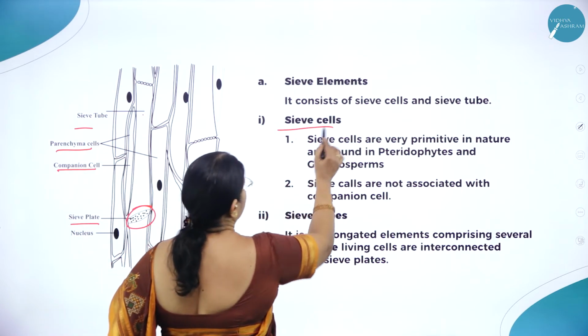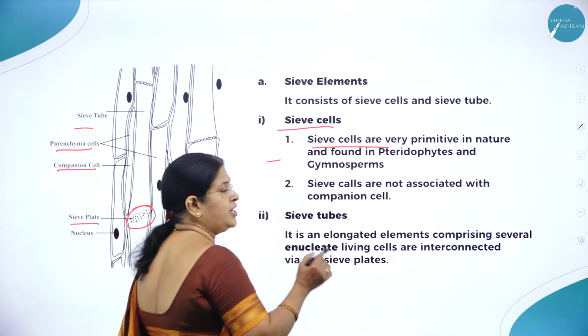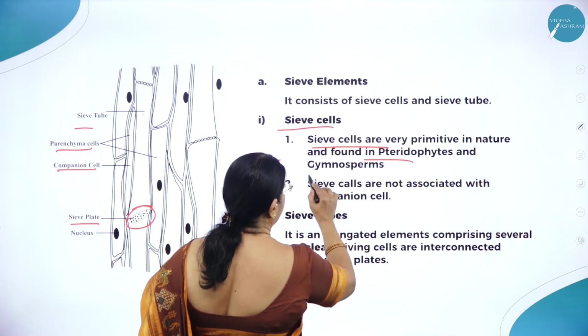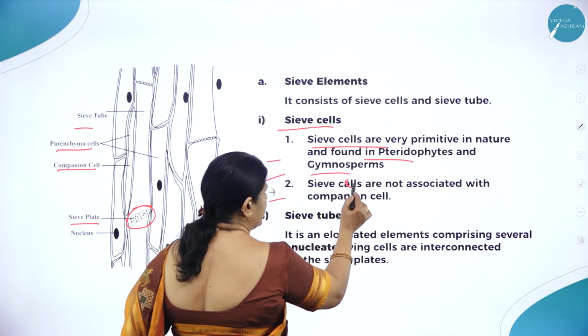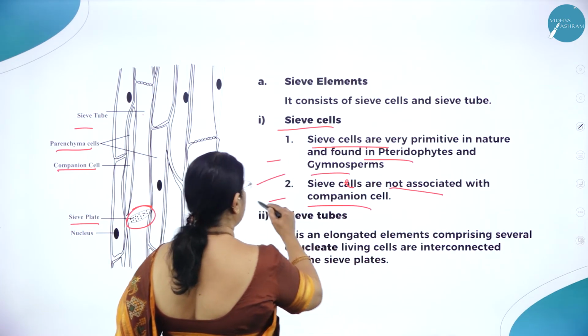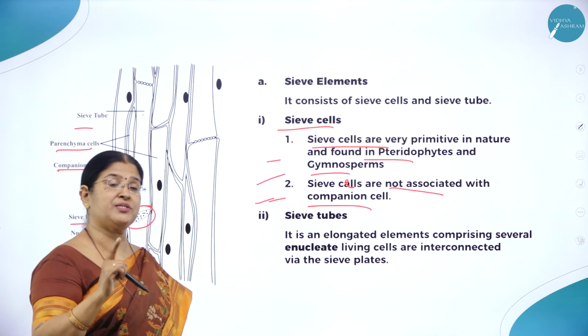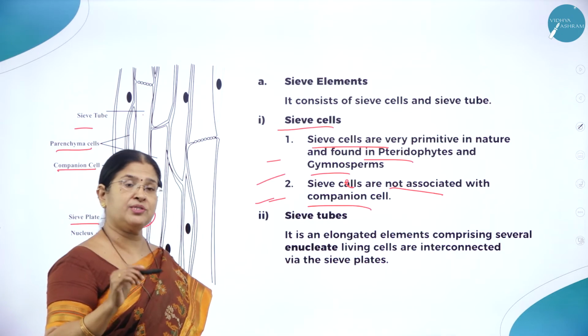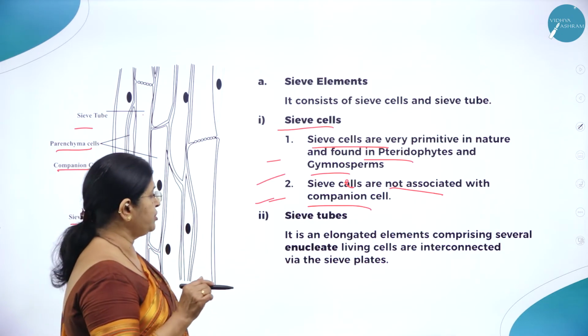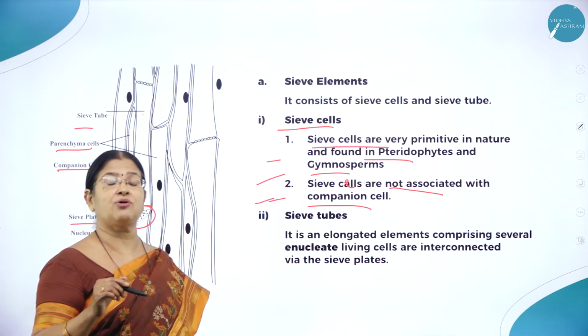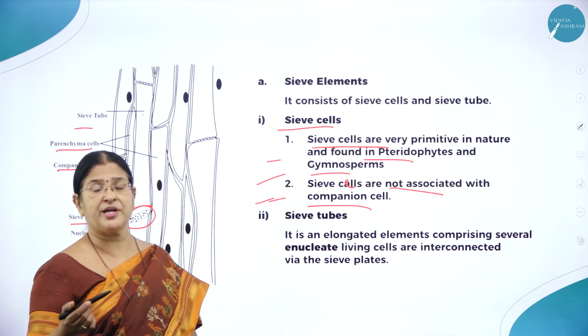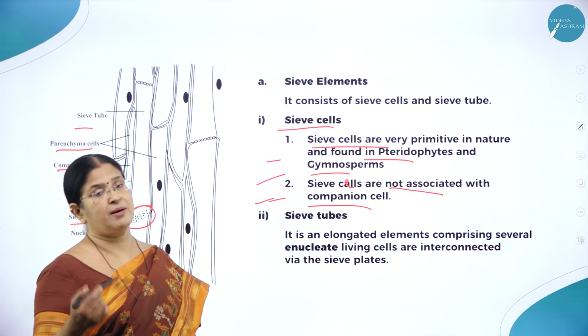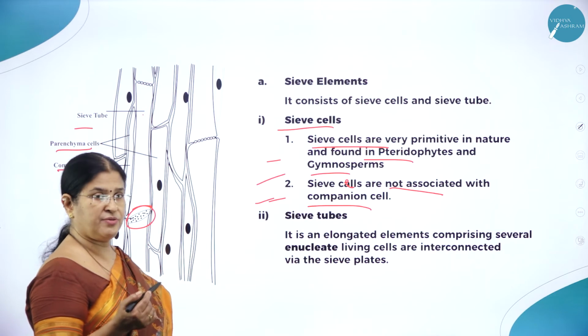Sieve cells. What are sieve cells? Sieve cells are of very primitive nature and found in pteridophytes and gymnosperms. Sieve cells are not associated with companion cells. Only the sieve tube is associated with companion cells. Sieve tubes and companion cells are called sister cells. So a sieve tube cannot function without a companion cell, and a companion cell cannot function without a sieve tube.